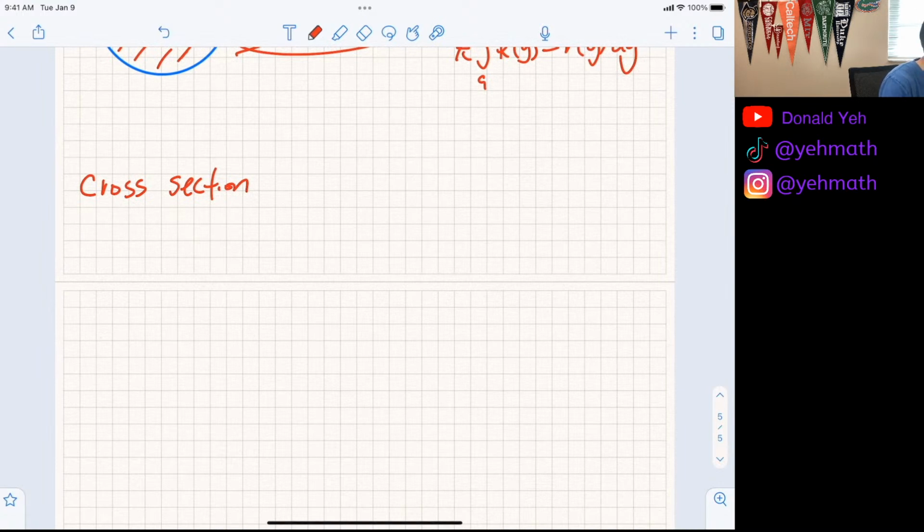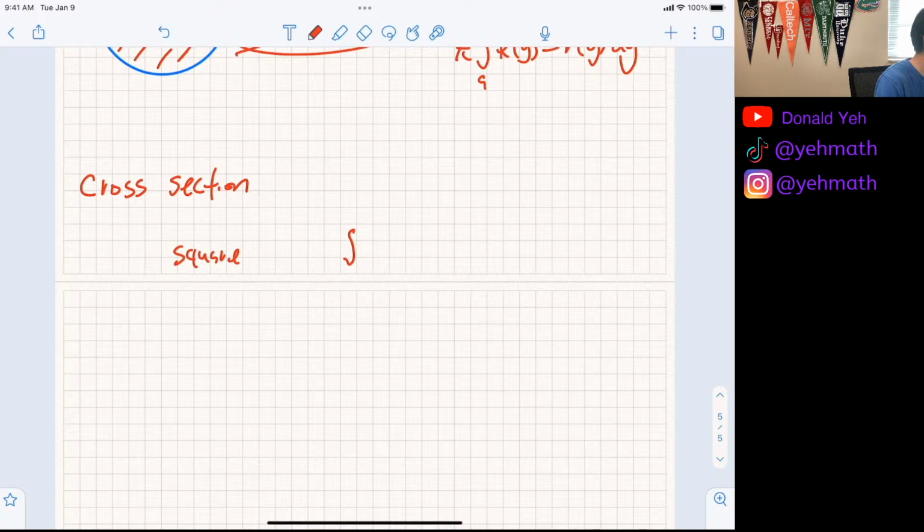So cross section. Does a cross section have a pi in the front? That was a tricky question. Does a cross section have a pi in the front? Depends on what shape, right? Okay, square. I'm going to say the square is the easy one.